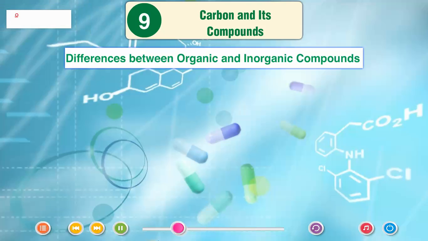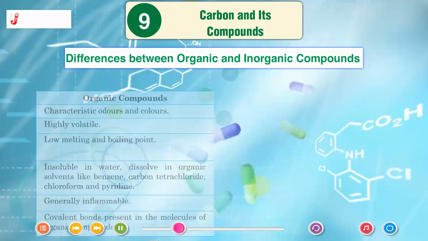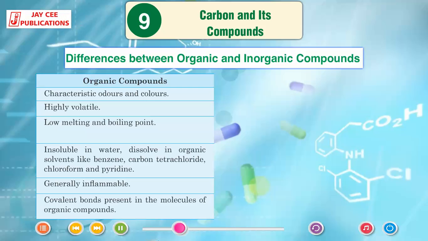Difference between organic and inorganic compounds. Organic compounds: characteristic odors and colors, highly volatile, low melting and boiling point, insoluble in water, dissolve in organic solvents like benzene, carbon tetrachloride, chloroform and pyridine, generally inflammable, covalent bonds present in the molecules of organic compounds.